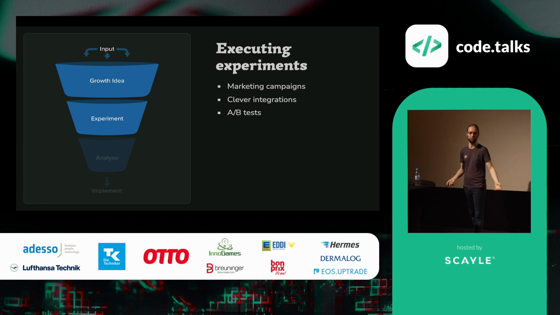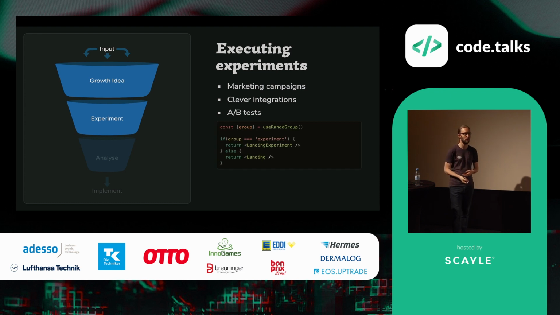Because I just can't do this talk without talking about how we do this. So if we want to have an allocation into groups, we probably just have some mechanism that gives us a random group that the user is in. For an A/B test, then we check, are you in the experiment group? And if you are in the experiment group, we put you into the experiment landing page. If you're not, we put you into the normal landing page. And that is how the thing you participated in earlier was implemented.